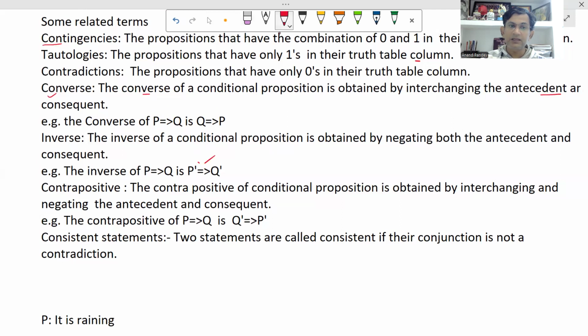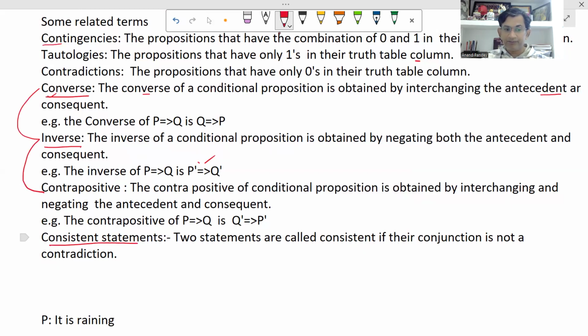So these three terms again, I'm going through them. Converse by interchanging, inverse by negating, and contrapositive by doing both negating and interchanging. So these all three terms are related to conditional proposition. Please remember that.